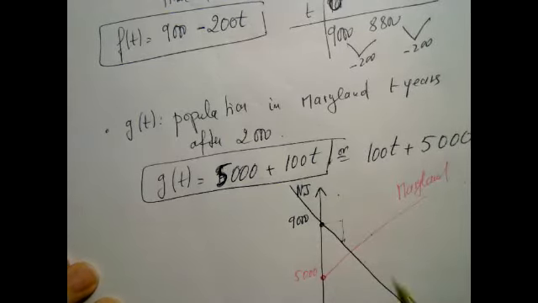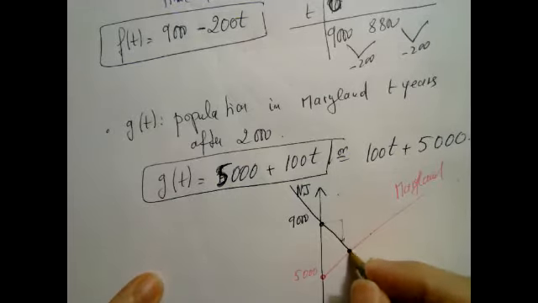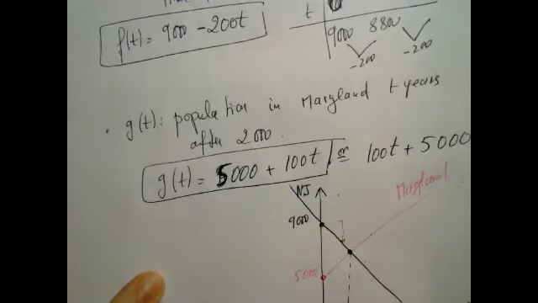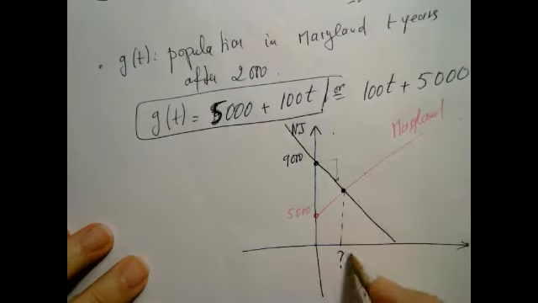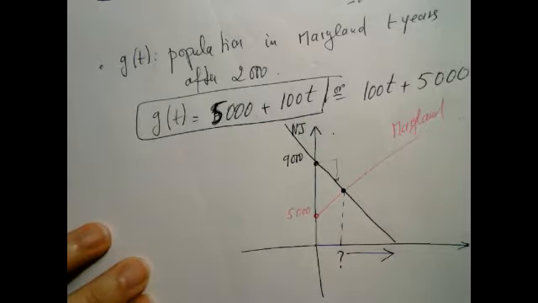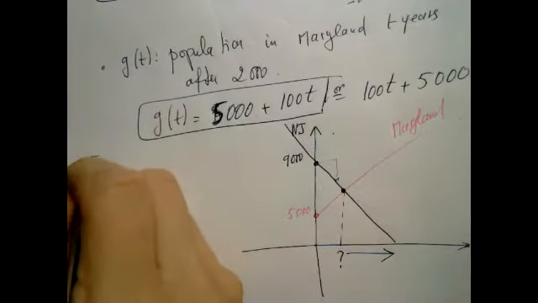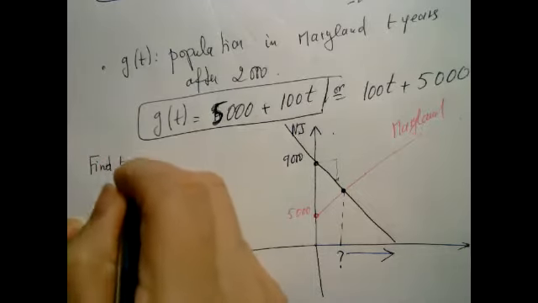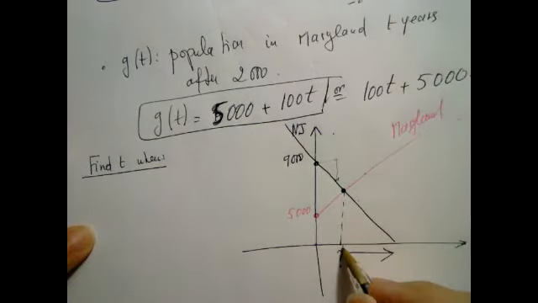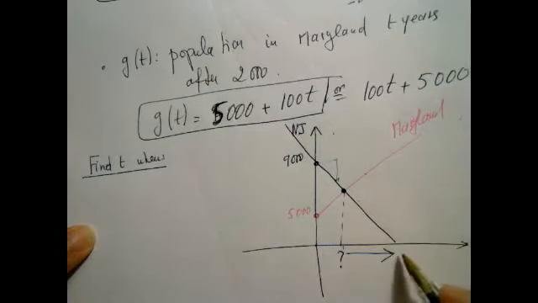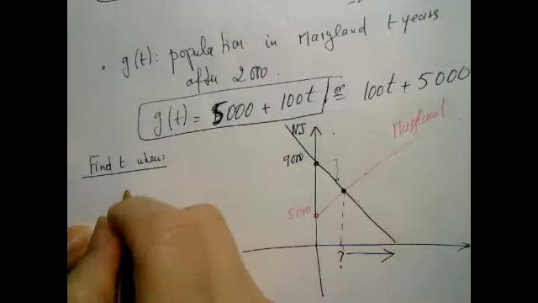So one way we can do it is find when they are equal, just because I'm trying to use the picture for now, and after that, Maryland will have more. We don't need to plug in times because plugging in numbers sometimes doesn't get us the exact value. So we're gonna find the time t when the populations are equal. I'm using the picture. After that, Maryland will have more.